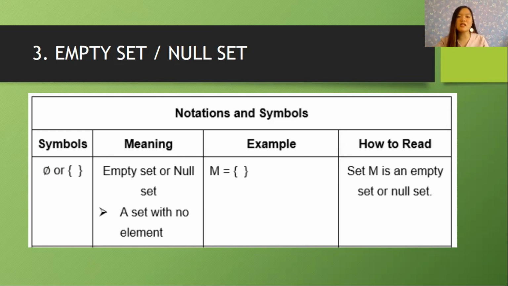Another example is the set of days in the Philippines that are experiencing winter, or the set of days in the Philippines wherein we consider we are experiencing winter. So, nagwi-winter ba yung Pilipinas? Di ba hindi? So, there are no days in which the Philippines is experiencing winter. So, it is null set or empty set. Wala. So, it is read as set M is an empty set or null set.